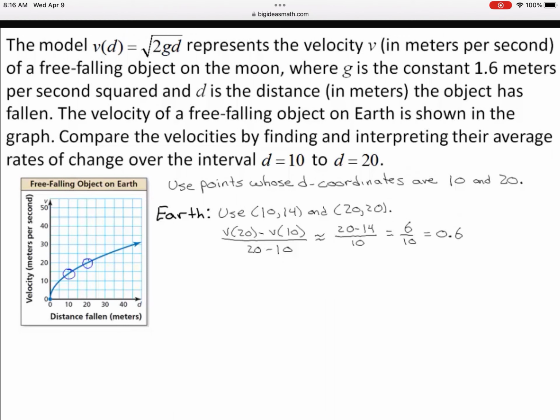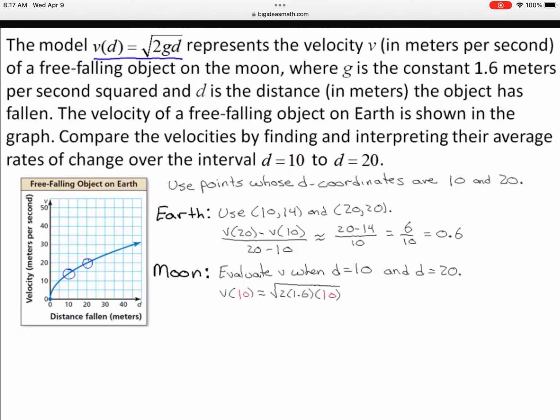Next, find the average rate of change on the moon. To find the average rate of change on the moon, use the function v of d equals the square root of the quantity 2 times g times d, and evaluate v when d equals 10 and d equals 20. Substituting 10 for d and 1.6 for g gives v of 10 equals the square root of the quantity 2 times 1.6 times 10, which simplifies to the square root of 32, or approximately 5.7.